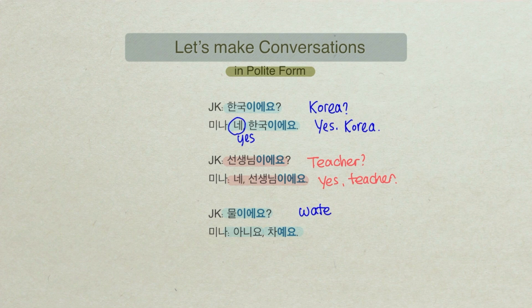JK, 물이에요? 물 means water, so water? 미나, 아니요, no. 아니요 means no in polite form. In casual form, 아니 is no, so we can simply add 요 at the end to be polite. 아니요, no, 차예요. It's tea.